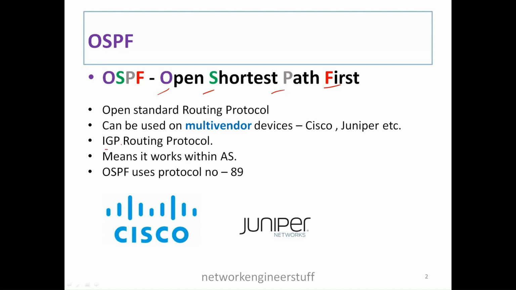OSPF guys comes under this category of IGP, that is Interior Gateway Protocol. So when we say IGP, we mean to say that it will work within the same autonomous system, that is within the same AS. OSPF is an open standard routing protocol. It's an industry standard routing protocol, so it can be used on multi-vendor devices like Cisco, Juniper, Huawei, Arista, etc. It is supported on multi-vendor devices. That is the main, I'll say, important thing about OSPF.